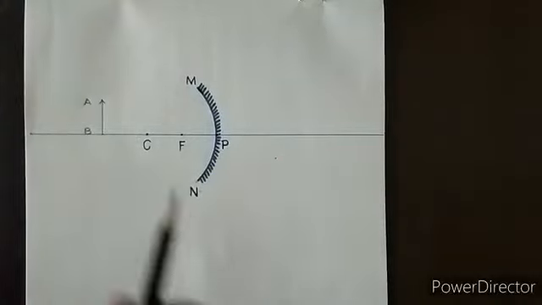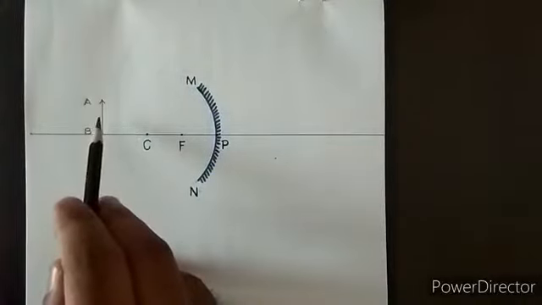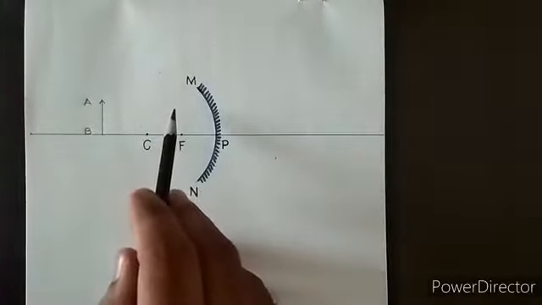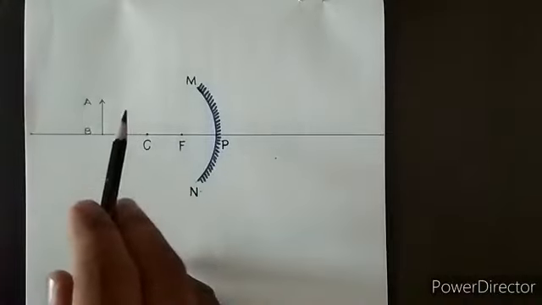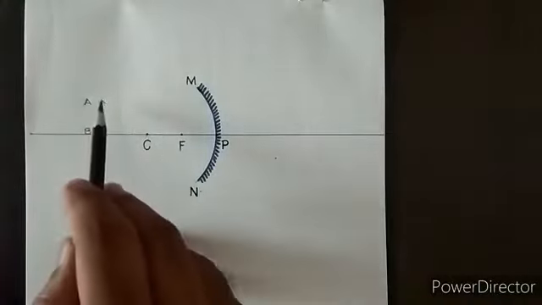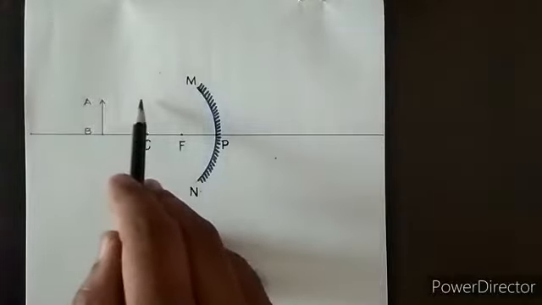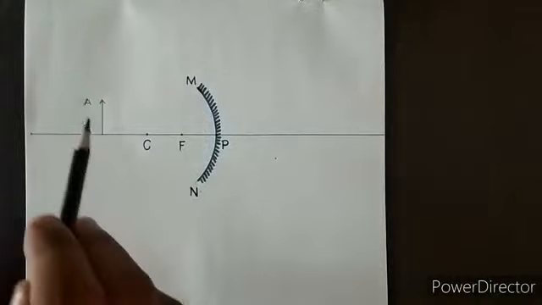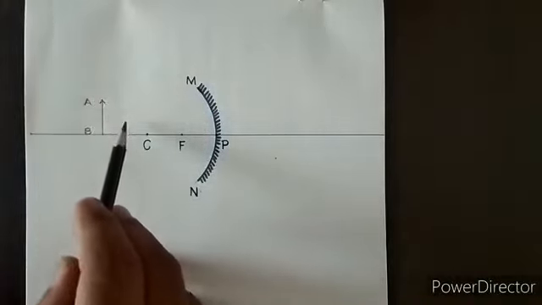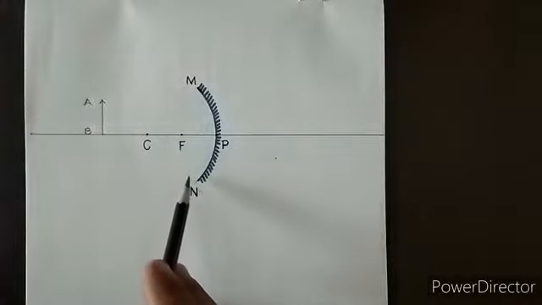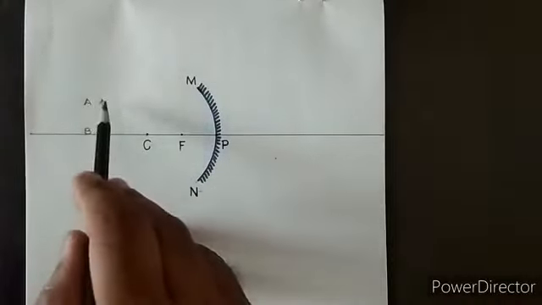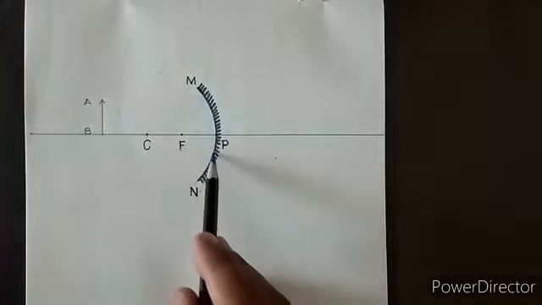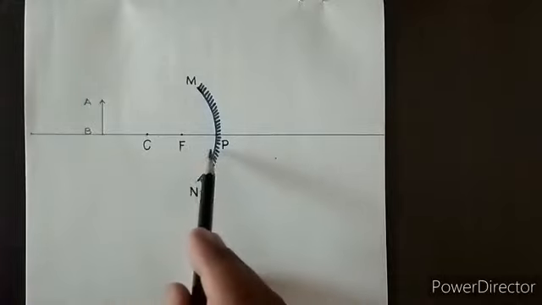Now please understand, this is the object, and to get the image of this object we have to draw at least 2 rays. Now there are actually 3 rays. One is a ray of light which is parallel to principal axis. After reflection it will pass through F. Another one, a ray of light passing through C, center of curvature, will be reflected back in the same direction. And the third one, a ray of light passing through F. After reflection it will travel parallel to principal axis.